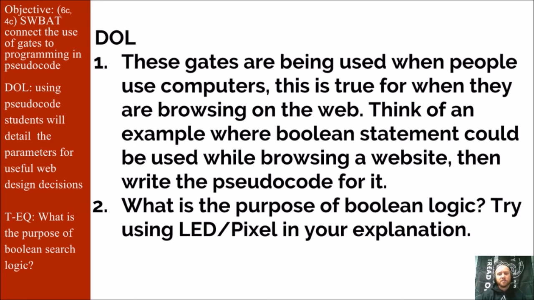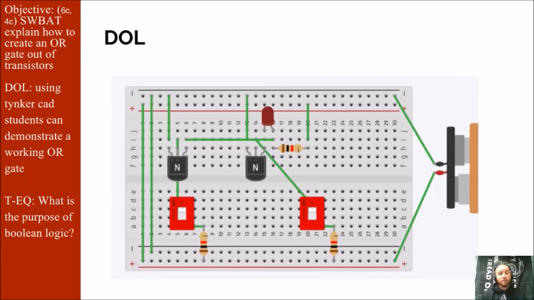So the first one, these gates are being used when people use computers. This is true for when you are browsing on the web. Think of an example where Boolean statements could be used while browsing a website. Then write the pseudocode for it. So this is very specific to website browsing. And then I want you to describe or explain the purpose of Boolean logic. And bonus points if you could find a way to get the word LED as in light emitting diode or the word pixel into your explanation. But Boolean logic is the basis of all things computer. And of course, pseudocode is a nice little bridge to get from the Boolean logic to the understanding of how programmers work.